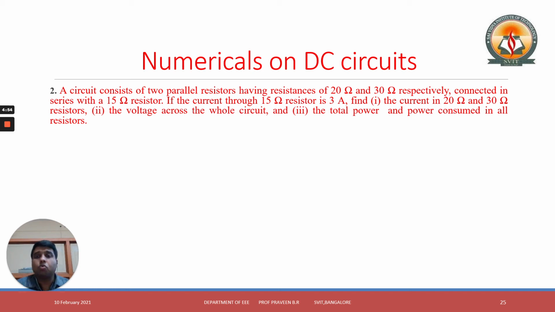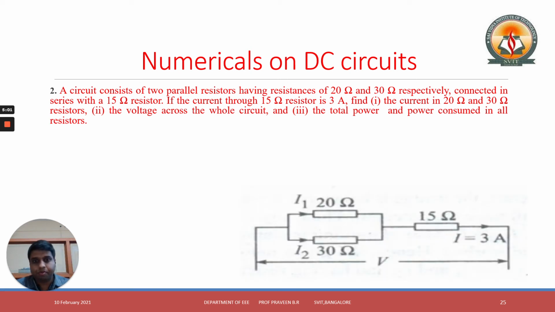We have to calculate what is the voltage across the whole circuit and the total power and power consumed in each resistor. This is the diagram that we draw. We understand that 20 ohm and 30 ohm are connected in parallel and it is connected in series with 15 ohm. We calculate the current flowing in 20 ohm with the formula, current divider rule. That is I into R2 divided by R1 plus R2. I is 3, R2 is 30 and R1 and R2 is 20 and 30. So we get 1.8.